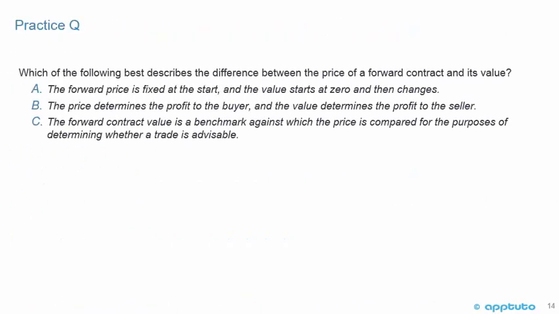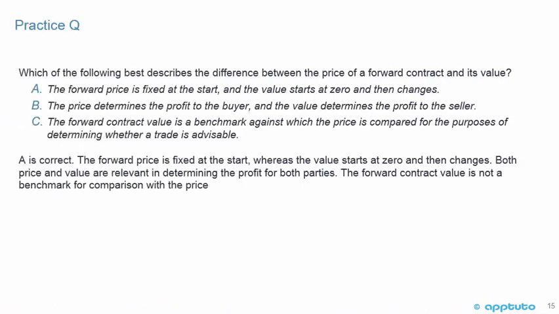So we'll just finish this LOS with one quick, easy practice question. Which of the following best describes the difference between the price of a forward contract and its value? A, the forward price is fixed at the start and the value starts at 0 and then changes. B, the price determines the profit to the buyer and the value determines the profit to the seller. Or C, the forward contract value is a benchmark against which price is compared for the purpose of determining whether a trade is advisable.